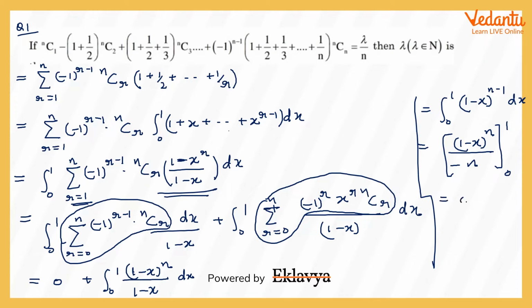If you put 1, we get 0. If we put 0, then we will get minus 1 upon n actually. So the answer is 1 by n. So comparing with this, we get lambda to be equal to 1. So this is how this can be solved.